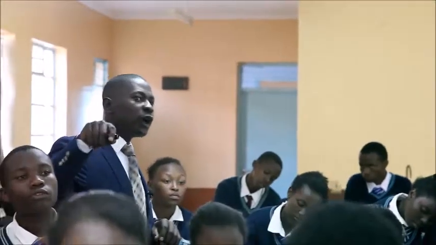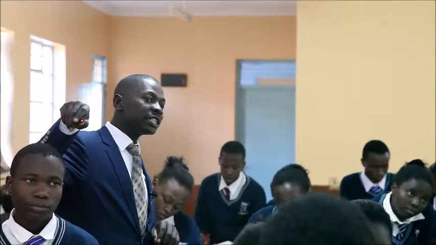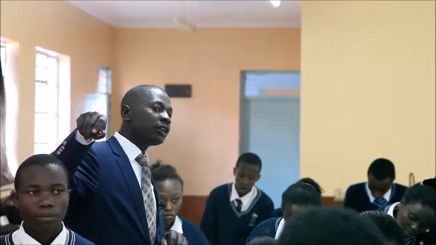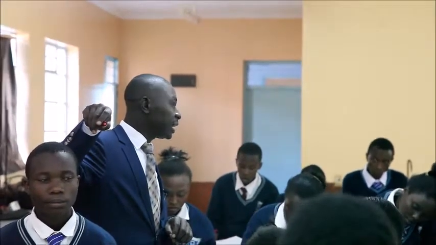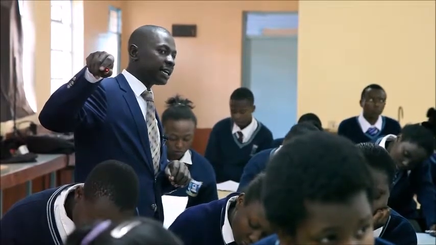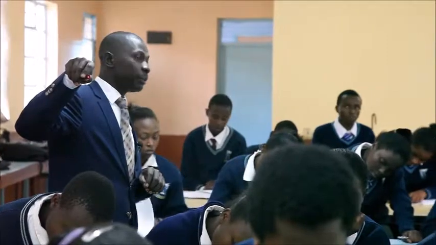Whereas an extended source, as you can see on the board, forms a shadow that has two regions. A region of partial darkness, can we see that? Yes. And a region of total darkness. This region of partial darkness, we call it the penumbra. The region of total darkness, we call it the umbra. So we have the region of total darkness, umbra, and the region of partial darkness, the penumbra.